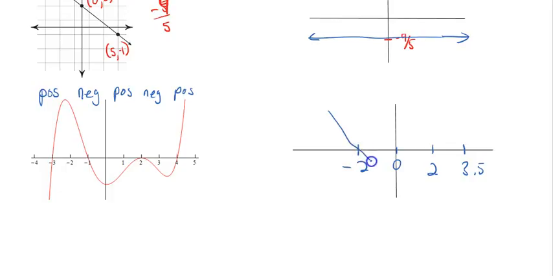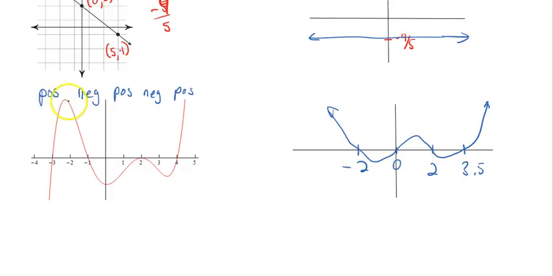negative between negative 2 and 0, positive between 0 and 2, negative between 2 and 3.5, and then positive afterward. And that makes sense because this looks about like an x to the 5th graph, and this is an x to the 4th graph.